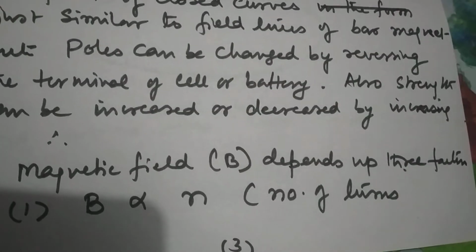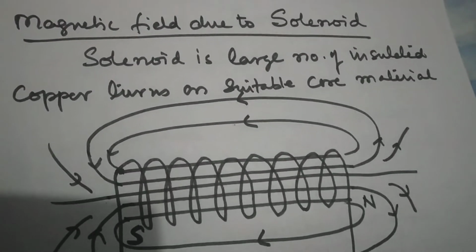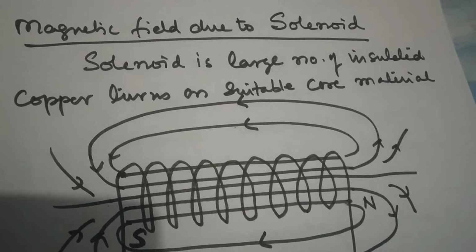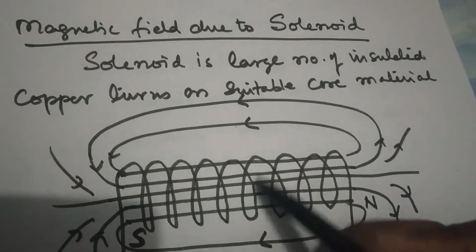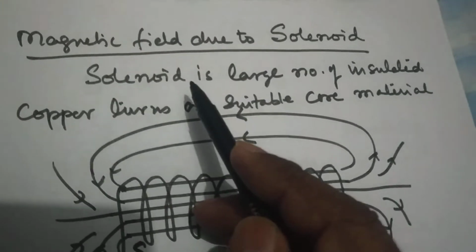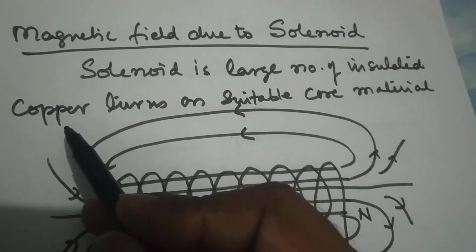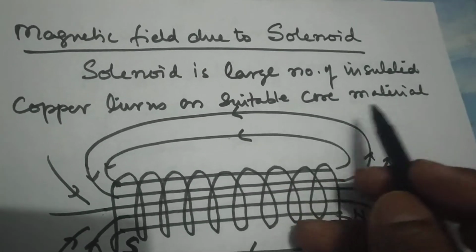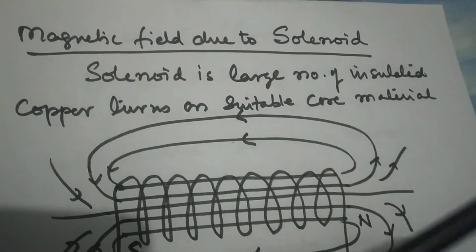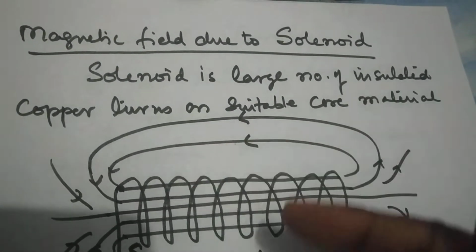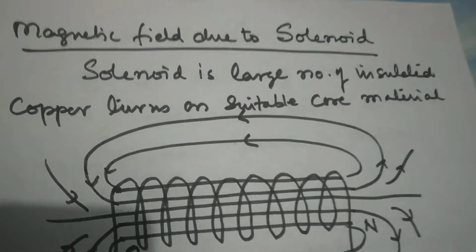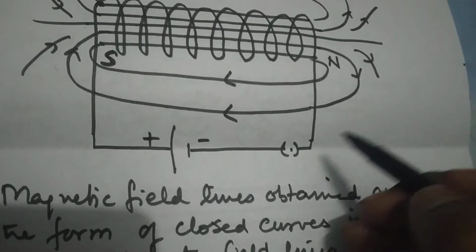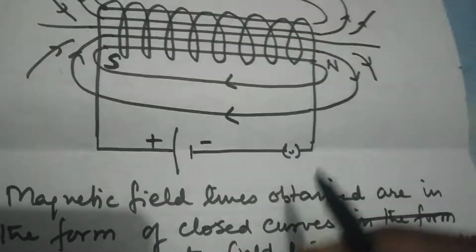So we are now moving to the new topic that is called magnetic field lines due to solenoid. This is also a coil, but this is made in a long way. So solenoid is a large number of insulated copper turns, long and large number of insulated copper turns on a suitable core material. यानी किसी चीज के ऊपर हमने इस तरह से इंसुलेटेड कॉपर की टर्न बना लिए हैं, और बना करके both ends of the coil are connected to the cell or a battery with the help of a switch, so that we can switch on the current.